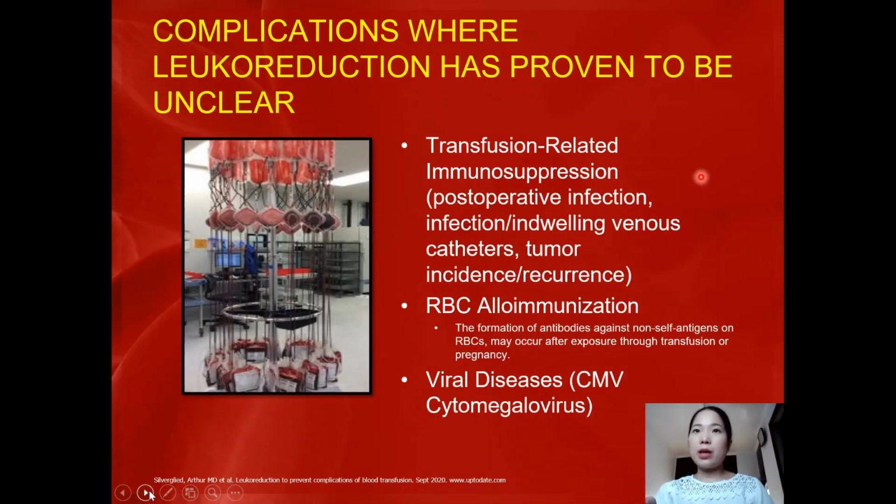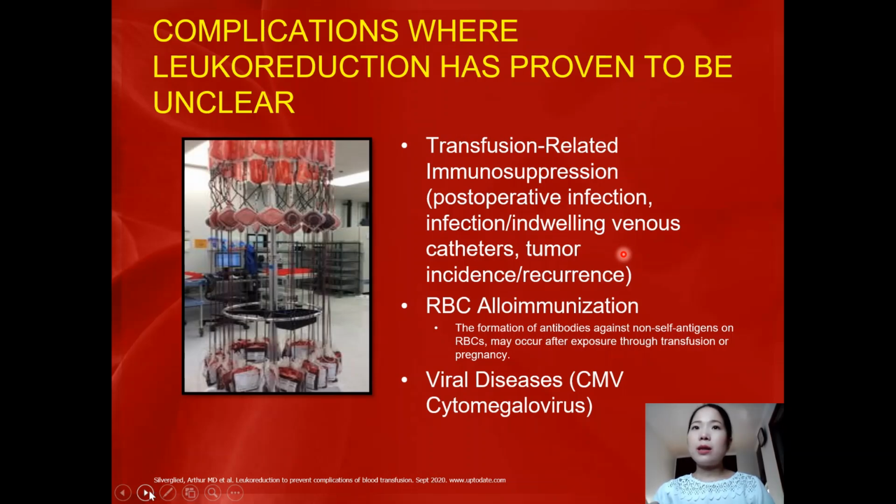There are some complications that have been associated with white blood cells in these blood products, but it is not clear whether leukoreduction has proven to prevent them. These complications are transfusion-related immunosuppression, which is usually seen among patients who had post-operative infection, infection from indwelling venous catheters, or tumor incidence and tumor recurrence.